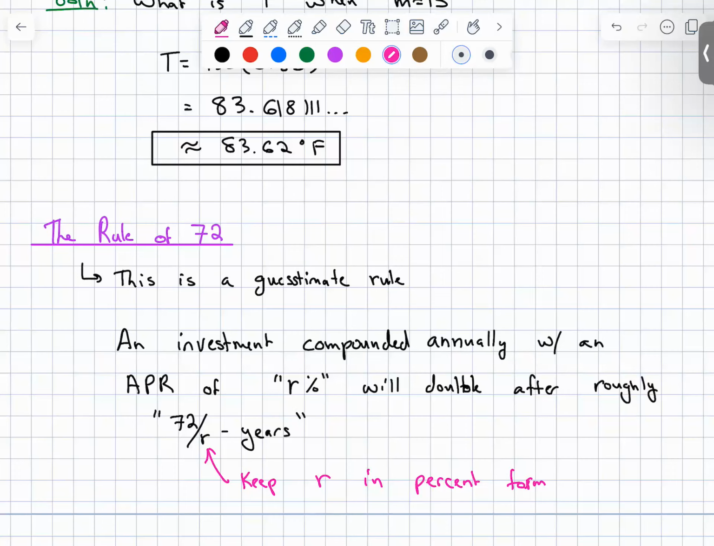But anyways, once again, just to reiterate, this is a guesstimate rule. It is not 100%. It's supposed to be a kind of quick calculation to figure out when your investment would double.